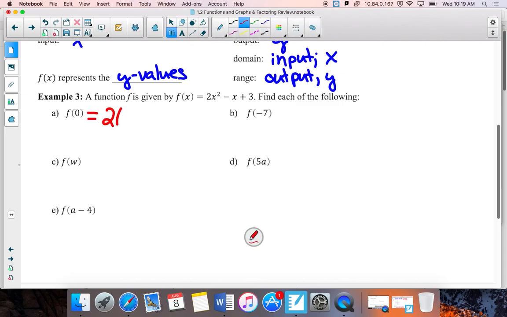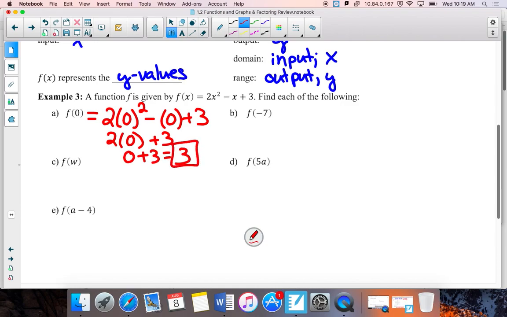So this would be 2 parentheses 0 squared minus 0 plus 3. 0 squared is still 0. We can go ahead and subtract these. So 0 plus 3 is still plus 3. This would be 0 plus 3. So f of 0 is 3.